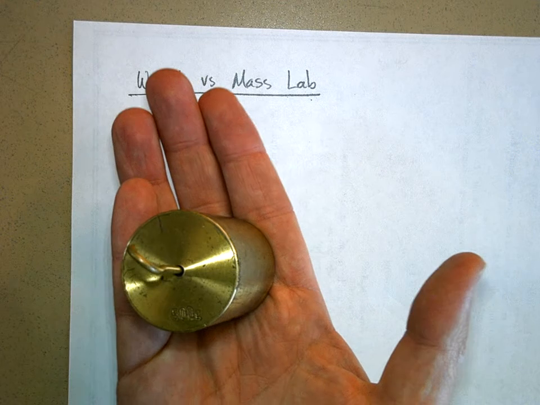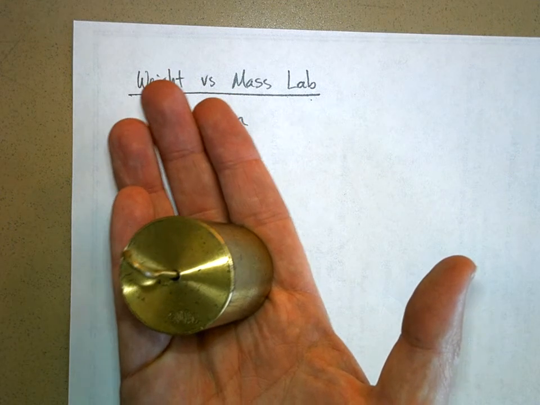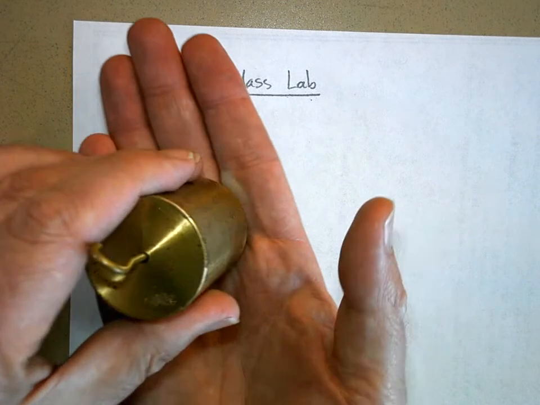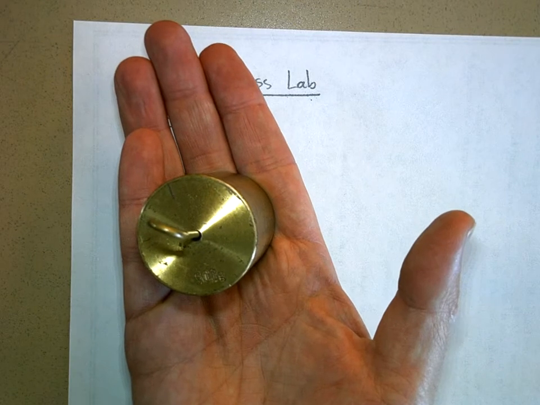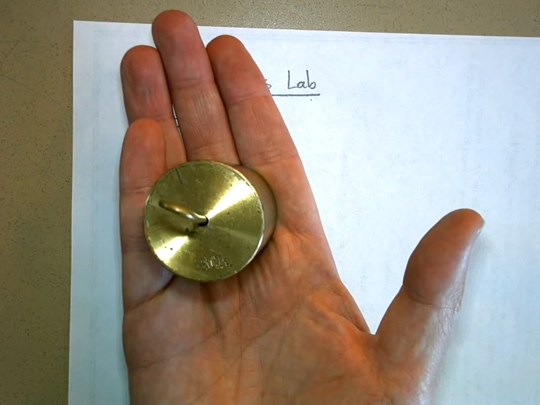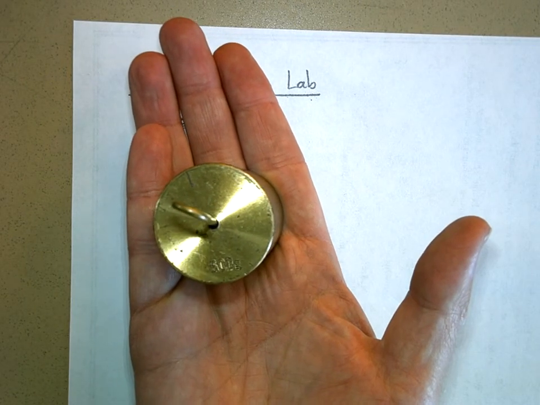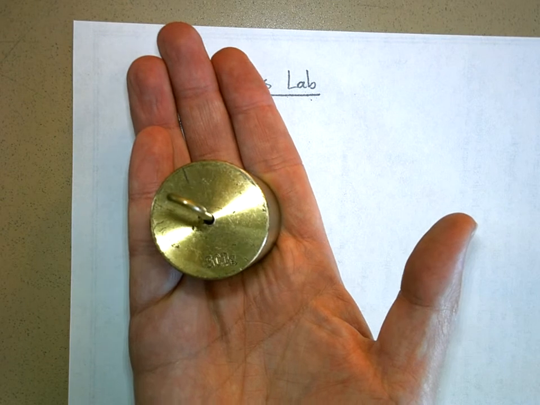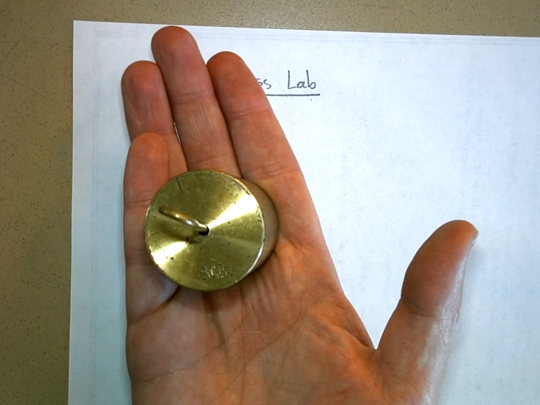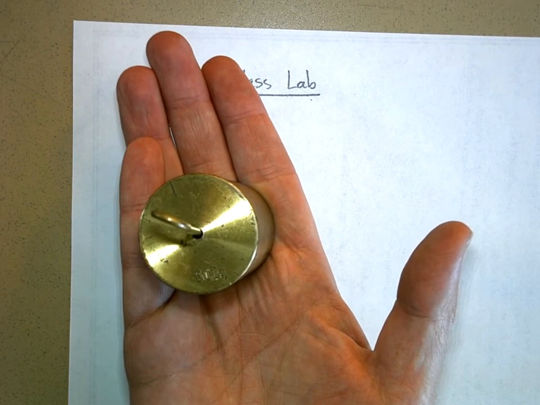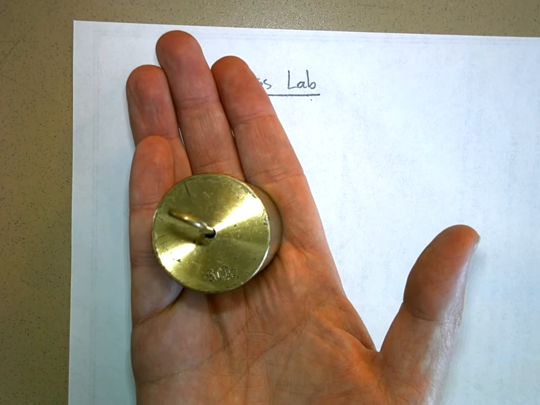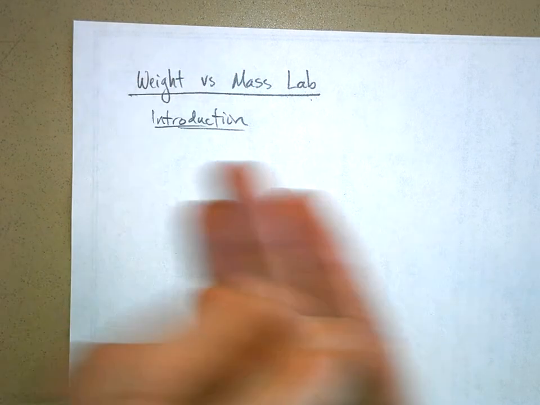So what I want to do is talk about some of the things I talked about before when I'm just doing something super simple like this. Pay attention, please. I'm just holding this with my hand like this. So I want to draw an interaction diagram for this, and then we'll talk about the difference between mass and weight.